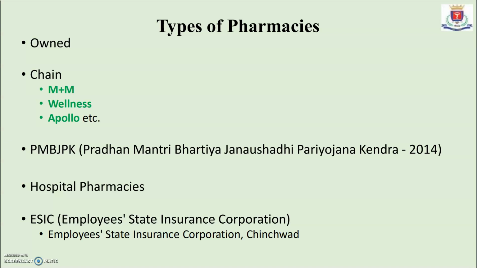First is owned, means a person has his own pharmacy. Second, chain pharmacies. As we have seen in our day-to-day life, Wellness pharmacies, Apollo pharmacies. These are all under one organization, or you can say under one umbrella, which is organized and managed by one person, and he keeps different organizations to manage these pharmacies.